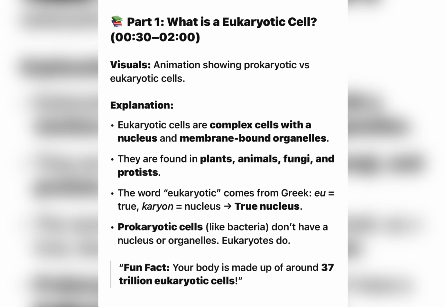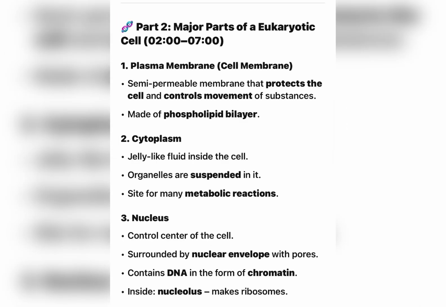Fun fact, your body is made up of around 37 trillion eukaryotic cells. Next is major parts of a eukaryotic cell. Plasma membrane or cell membrane. Semi-permeable membrane that protects the cell and controls movement of substances. Made of phospholipid bilayer. Second is cytoplasm. Jelly-like fluid inside the cell. Organelles are suspended in it. Means they are attached on it. Site for many metabolic reactions.